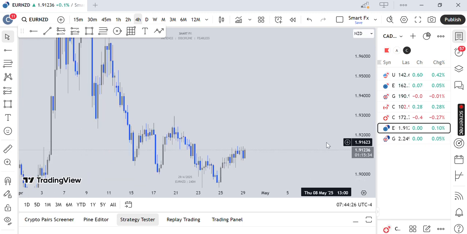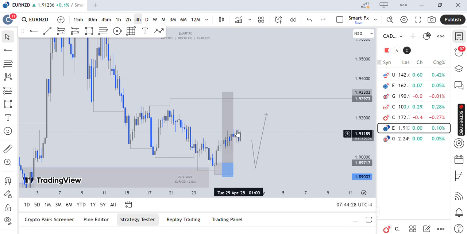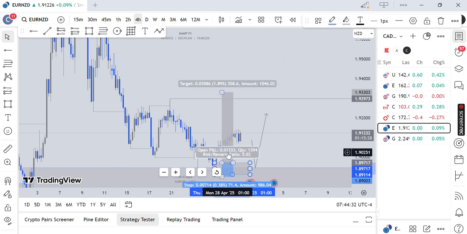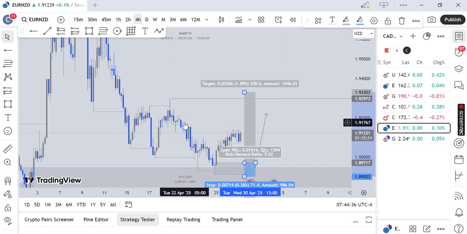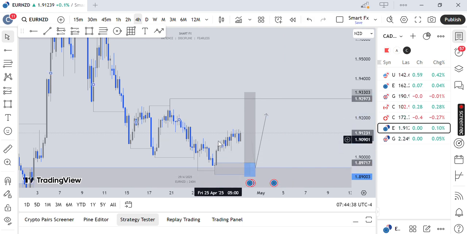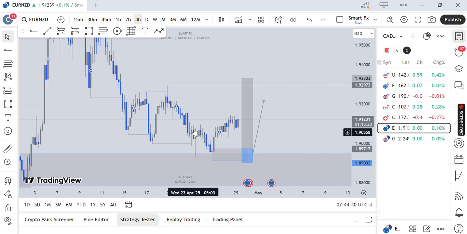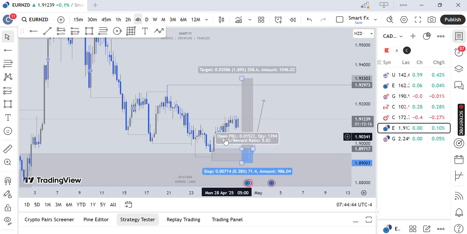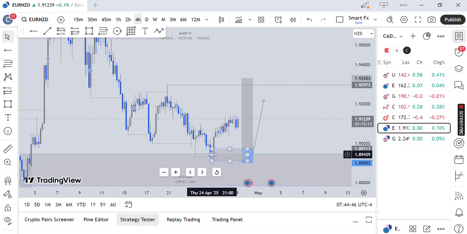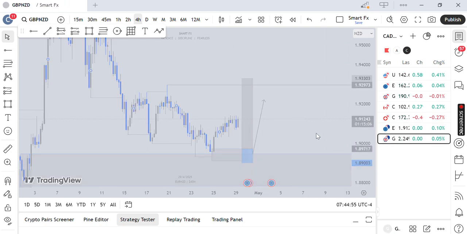Euro NZD is also doing what I don't like. I don't know why it hasn't come yet to mitigate this particular OB, which is very, very clear. I don't know why, but I'm still holding. I still have my order open here. So it might still come and mitigate this particular OB because there's an imbalance. It's swept the liquidity. It has an inducement. So I think it might still come and mitigate it. So my order is still open there for now.